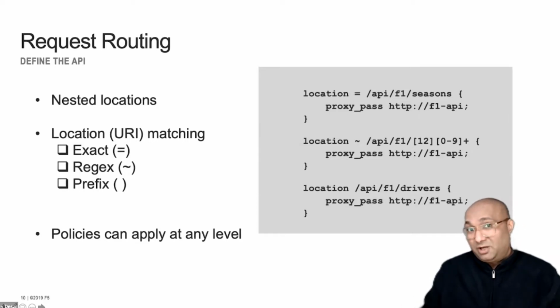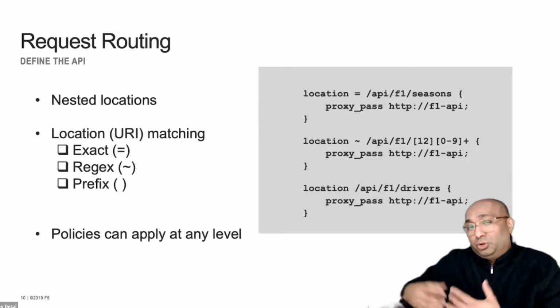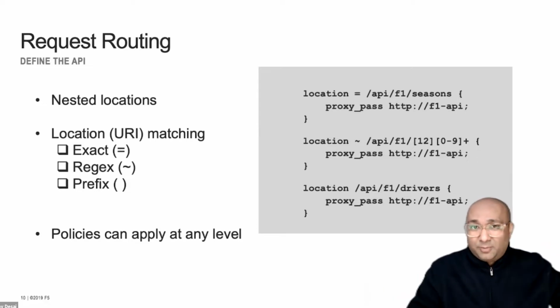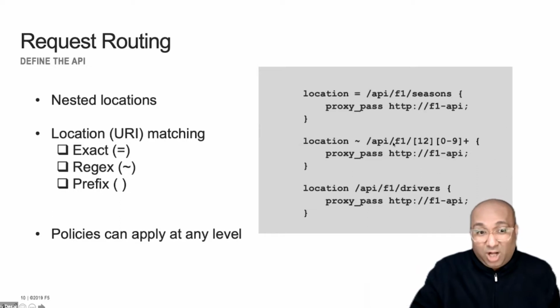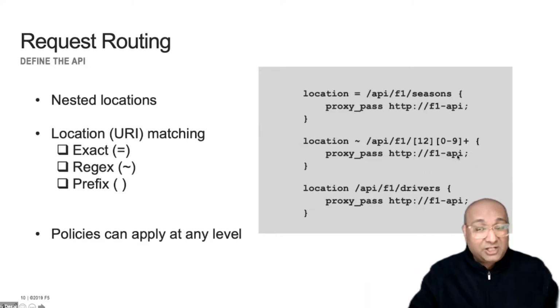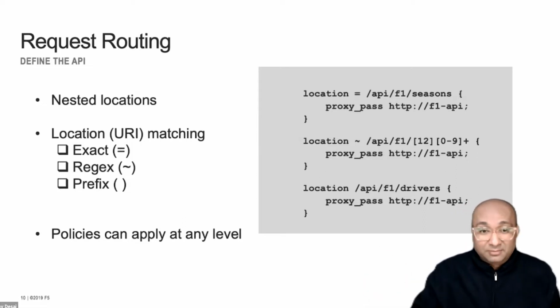But in a real world scenario, if you're using it for more than one API or upstream pool, you can have more than one upstream group. So for example, one endpoint goes to F1-API, another endpoint can go to, say, MotoGP-API, or another one can go to Cricket-API if you wanted to.